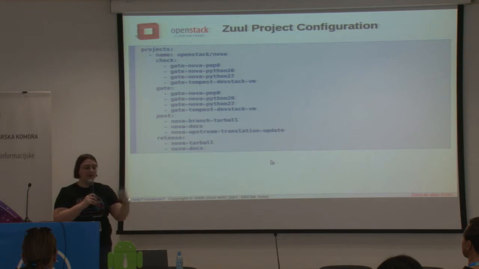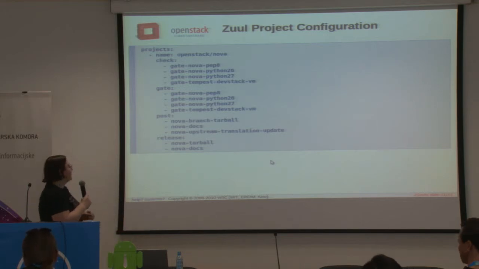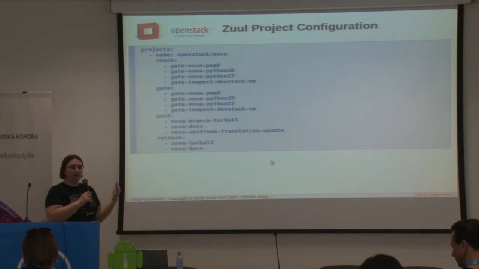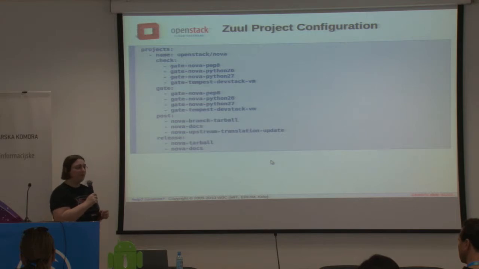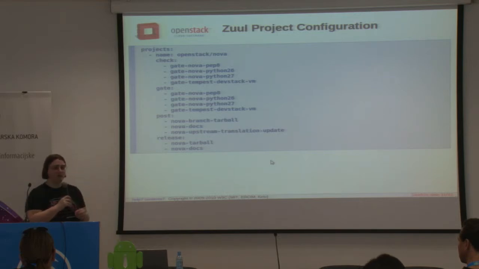In the gate, it runs the same things as it does in the check queue, where that happens right after someone uploads a change. In the post queue, in this one, we're building the tarballs, we're building the documentation, we're preparing the translations for being uploaded to the translation system. And then in release, we're actually moving the tarball over to the Apache server that's going to serve it, and then we're moving the documentation over to the documentation server.